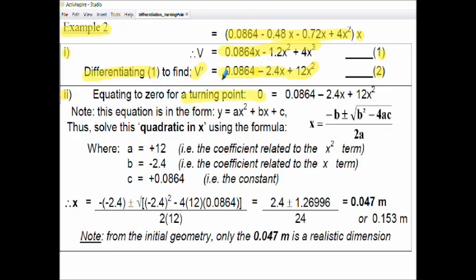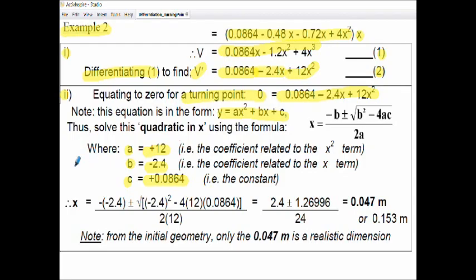Okay, so taking equation 2, equating it to 0. Notice this is a quadratic equation. It's in the form of y equals ax squared plus bx plus c. And be very careful how you extract your a, b's and c's. A in this case is the plus 12. B in this case is the minus 2.4, associated with the x there. And the c, the constant, is the 0.0864. Just be careful how you extract the terms.